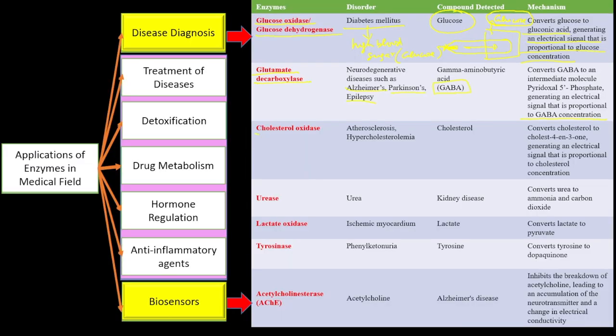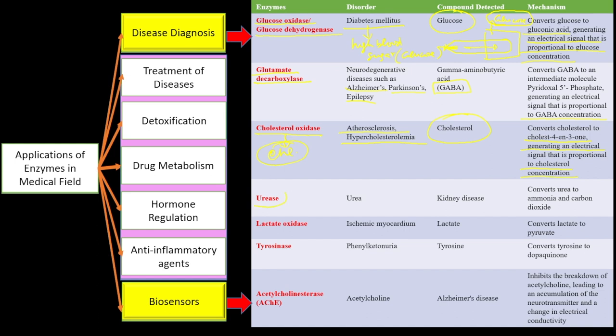Then we have cholesterol oxidase. Cholesterol oxidase is an enzyme used for detection of two diseases, atherosclerosis and hypercholesterolemia. Basically, cholesterol oxidase allows you to detect cholesterol, right? So it allows you to detect the cholesterol present in the particular biological fluid. How it detects: it converts the cholesterol into cholest-4-en-3-one, and it generates an electrical signal that is proportional to the cholesterol concentration.